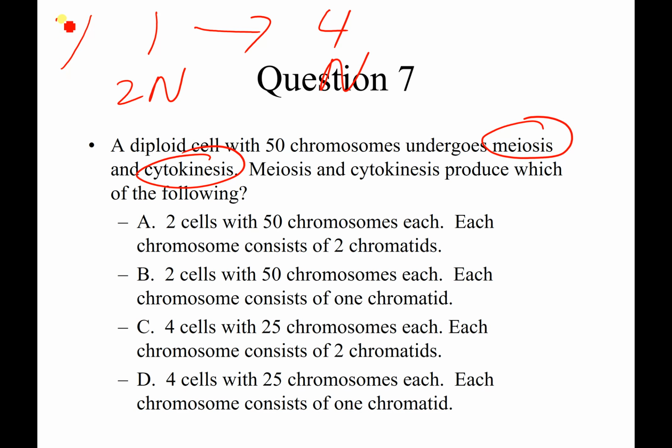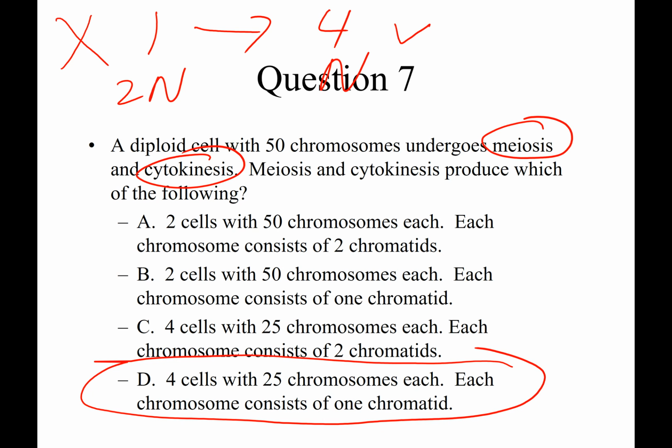This cell should have chromosomes that are bivalent. These cells should end up with chromosomes that are made of one chromatid. So 4 cells with half the number of chromosomes of the original cell, so it should be 25, and each one should consist of only one chromatid. So we're looking here at answer D as our correct answer.